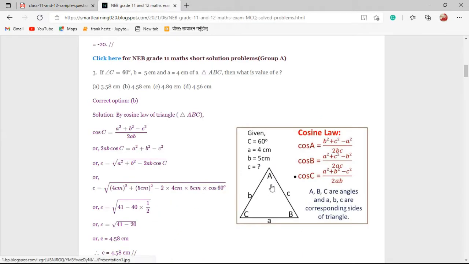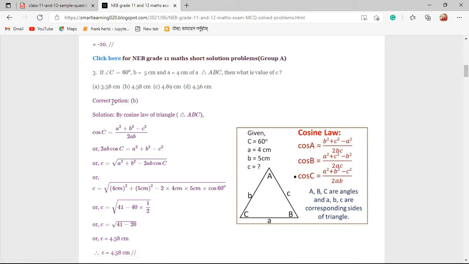You can see the figure of triangle ABC. Here, don't be confused. This is angle ABC, and the sides opposite to those angles: the side opposite to angle A is small a, the side opposite to angle B is small b, and similarly that of C is small c. In this way you can name the angles and the sides in a triangle. So according to the question, C is 60 degrees, A is 4, and B is 5. You have to calculate C.